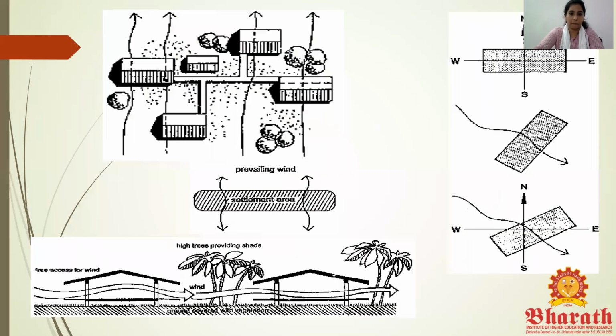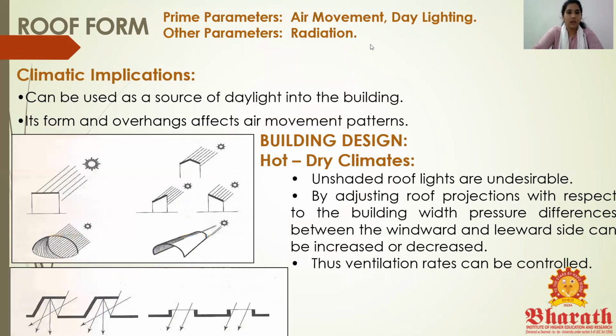You can see how buildings are planned to have proper air movement and the cross ventilation required in these zones, how the wind is supposed to move about, and how it should have free access to pass from one building to another, aligned in such a way that it makes maximum usage of the prevailing winds. Now, going on to your roof form.